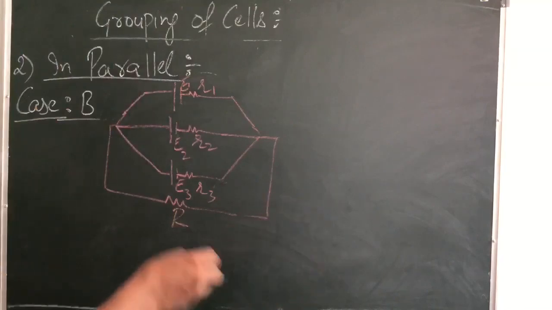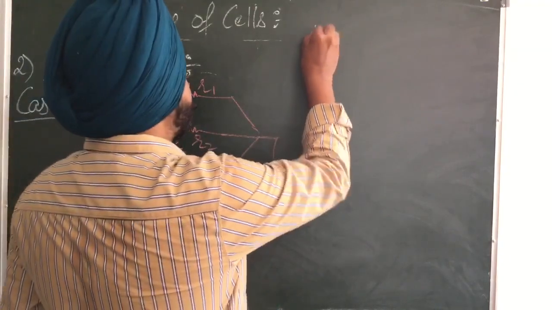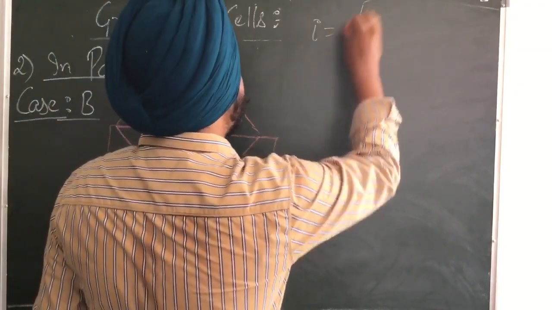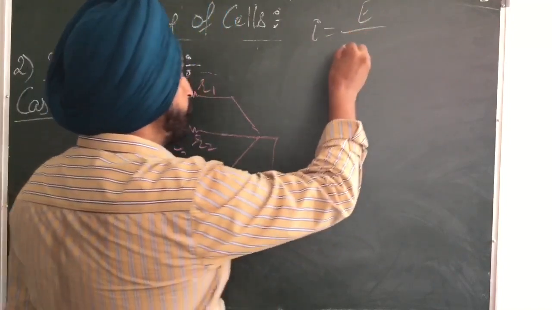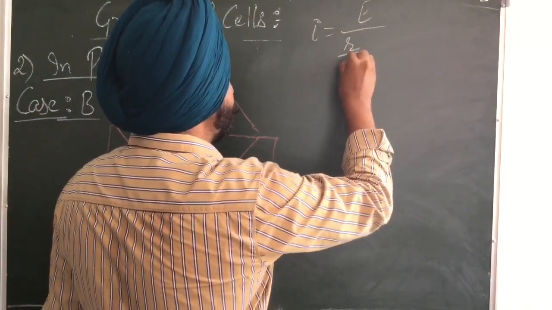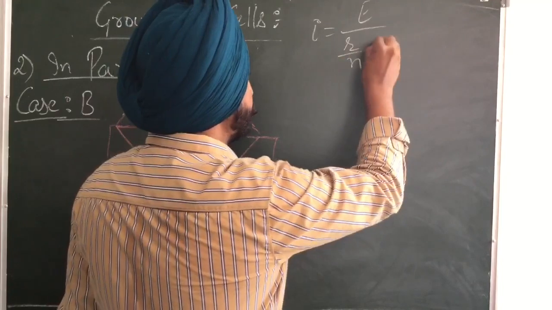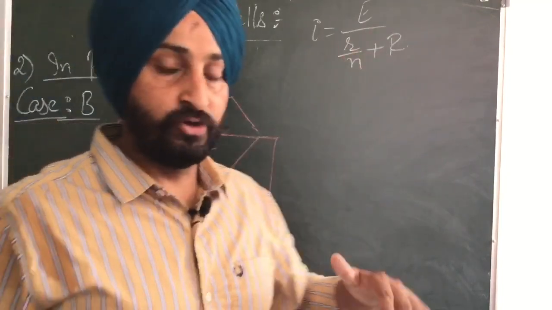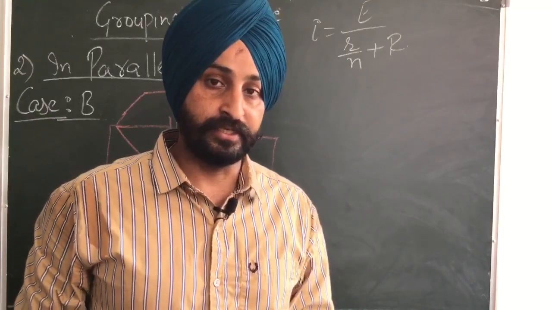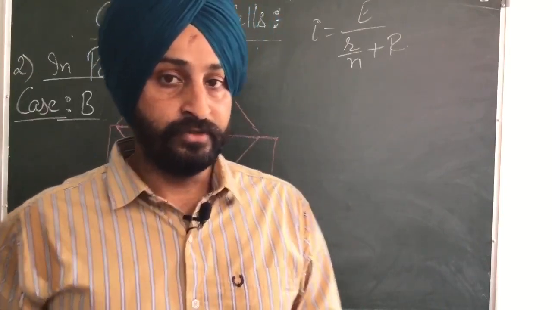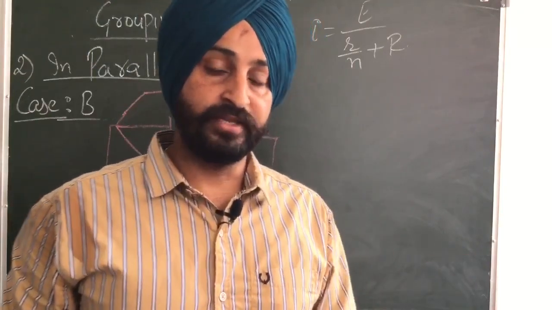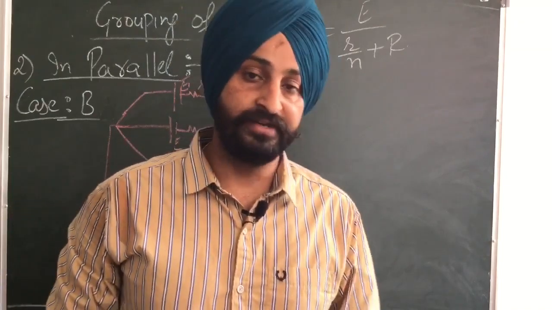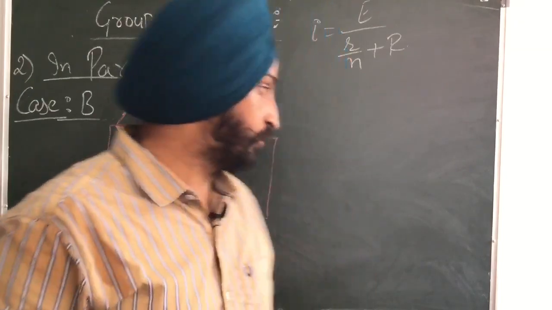See, what we got in our first case was current equal to E by total resistance, that is, resistance due to internal resistors plus external resistance R. This was the formula that we got from our previous parallel combination, but at that point the EMFs were equal and the internal resistances were also equal.